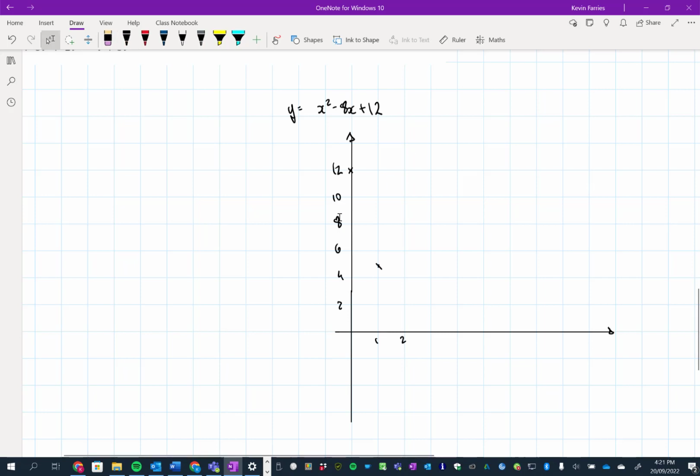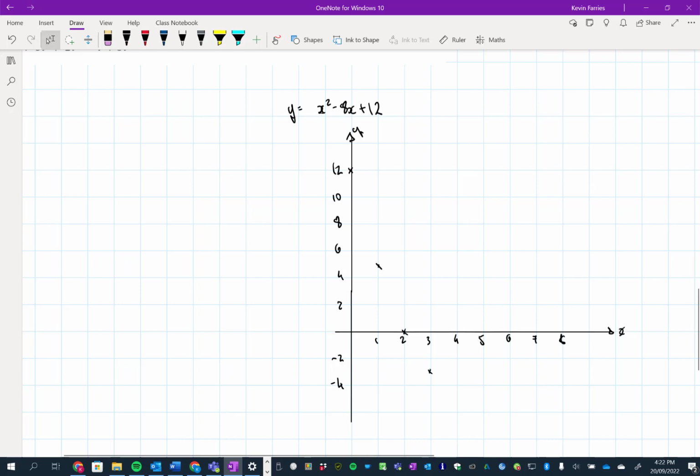For x is 2, so this is 1, 2, 3, 4, 5, 6, 7, 8, and this is x and this is y. So for x is 2, you're going to get 4 minus 16, which is minus 12, sorry. 4 minus 16 is minus 12, plus 12 is 0, so it's going to be 0. For 3, you're going to get 9 minus 8 times 3. So 3 squared is 9, minus 8 times 3 plus 12 is minus 3. So this is minus 2, minus 3 is put here somewhere. This is minus 2, minus 4.